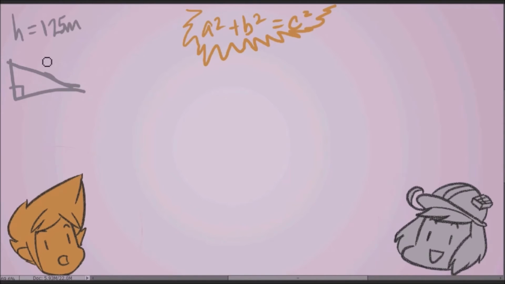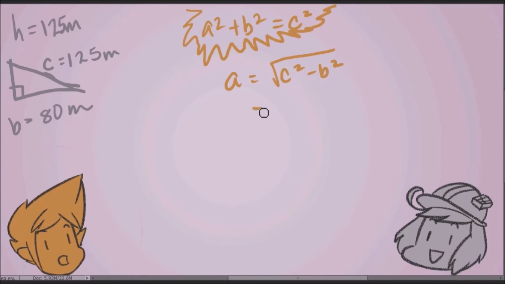We can draw out a right triangle and label our variables. The ladder itself can be C, 125 meters. And we can make B the distance from the bottom of the wall to the top of the ladder, which is 80. Now we isolate A, right? So A equals the square root of C squared minus B squared, or the square root of 125 squared minus 80 squared. So A is 96.049. That's a lot of decimals.